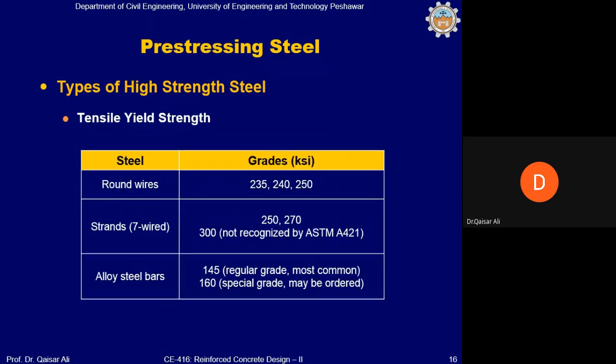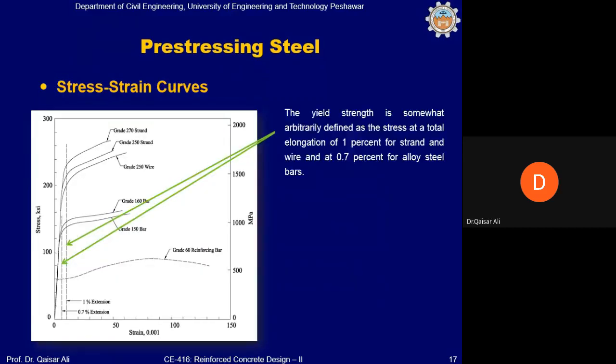The yield strength of these wires goes up to 235 to 240 to 250 ksi in round wires. The 7-wire strands are available in 250 and 270 ksi. In Pakistan, the most common is 270 ksi, 7-wire strand, which is available almost everywhere in a good market.